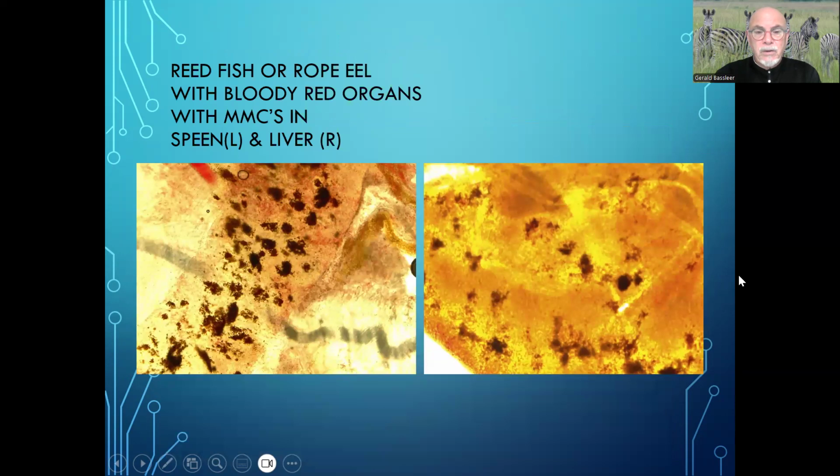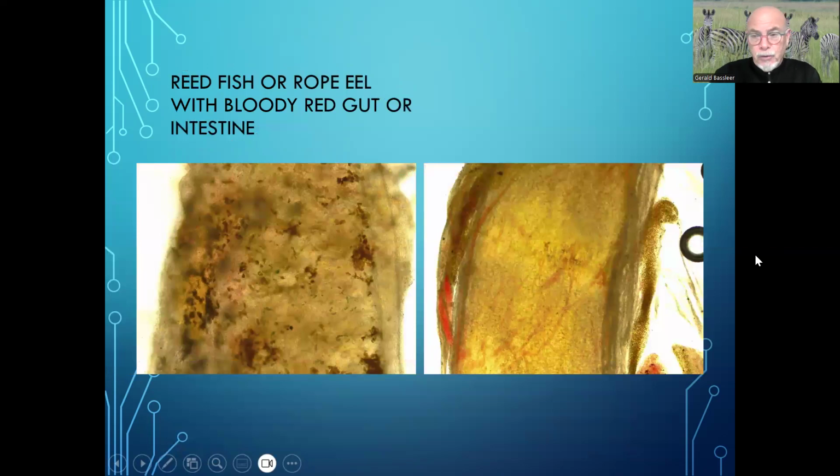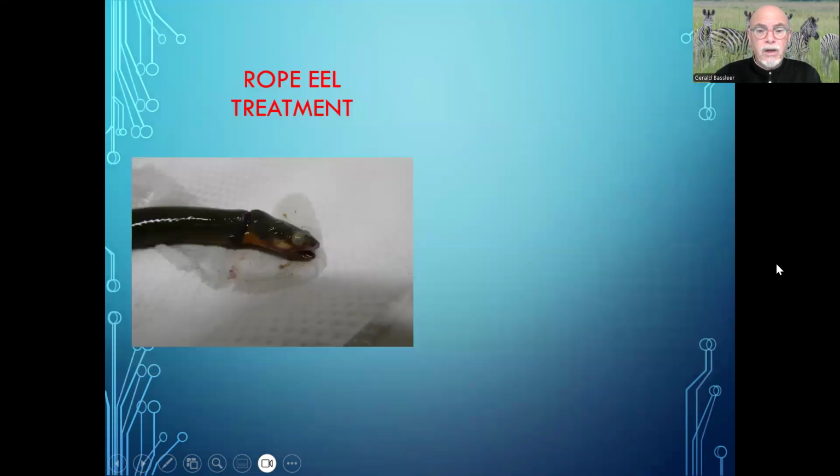We saw that the organs, the spleen, and right here the liver, had a lot of macrophage centers, MMCs, which means that the organ is reacting to an infection. And in this case, certainly bacteria played a role. Also, the gut was completely with a blood reaction, how can I say, inflamed, left and right. So that's not healthy looking.